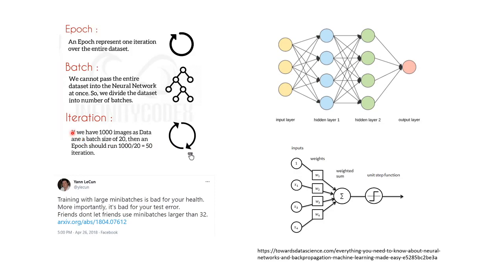So an iteration is, if we have 1,000 images as a data set and a batch size of 20, then an epoch should run 1,000 divided by 20. So that's 50 iterations. So all of these are somewhat related. We have a batch size of 20. An epoch is one run of all of those. So we iterate 50 times. We iterate the training process 50 times in order to reach one epoch.